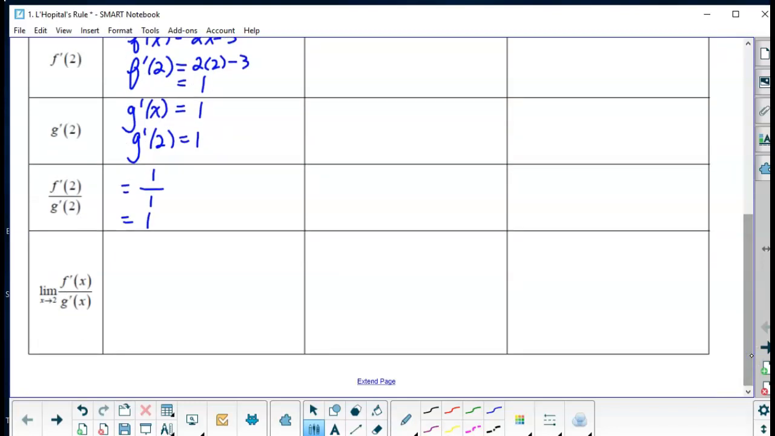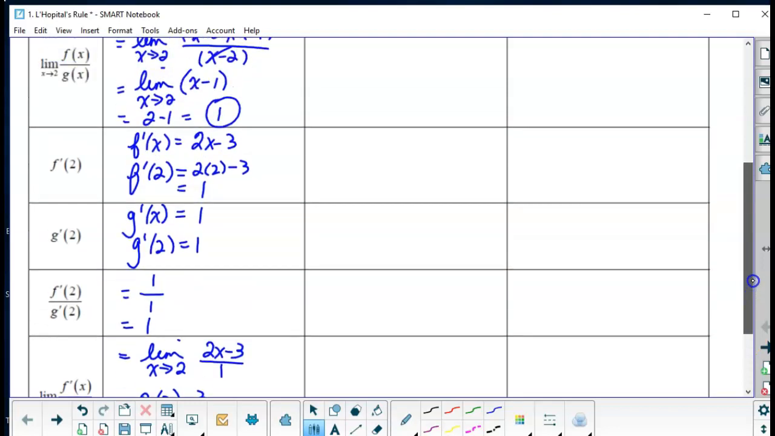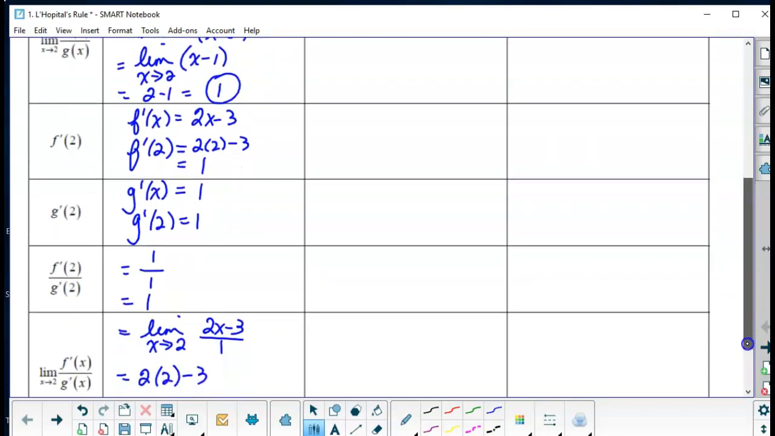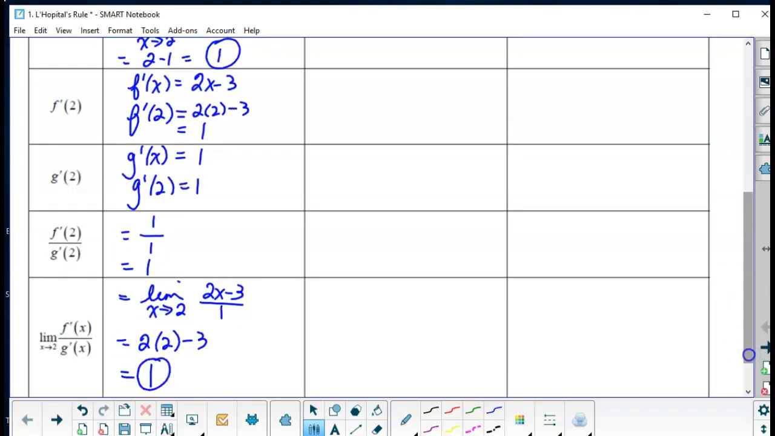So now if you were asked to find the limit as x approaches 2 of f prime of x over g prime of x, that's going to be the limit as x approaches 2. F prime of x, remember, was 2x minus 3. G prime of x was 1. So now when you just substitute 2 in, you get 1. Well, that's kind of interesting. That value of 1 is the same as the limit of f of x over g of x. It was 1. Okay, so those are the same. That's something to look at.